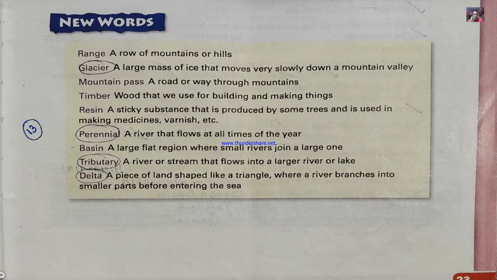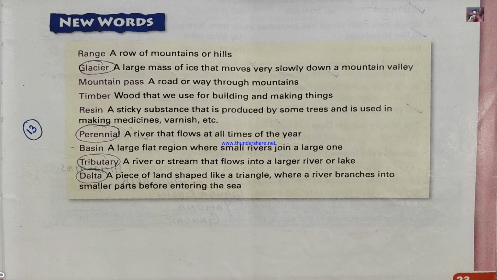So a large mass of ice moves very slowly down a mountain valley. How does it move if it is frozen? See, when it becomes heavy, it has to move downwards. So slowly, it starts to slide, and a large mass of ice that moves very slowly down a mountain valley is called a glacier.